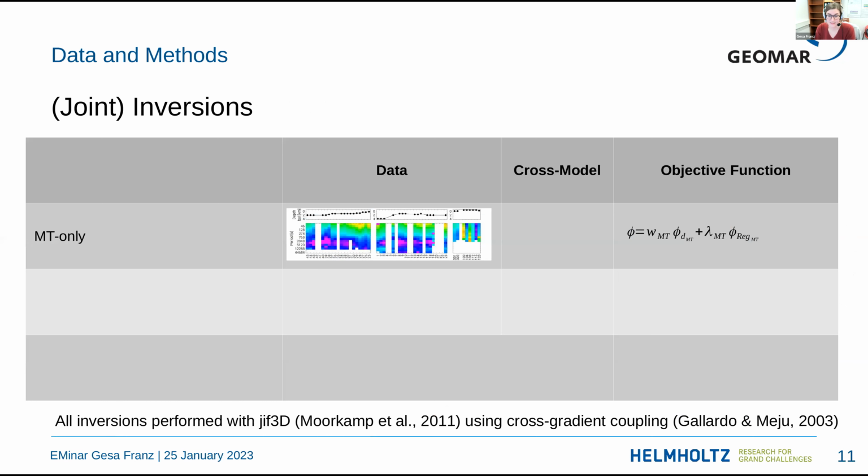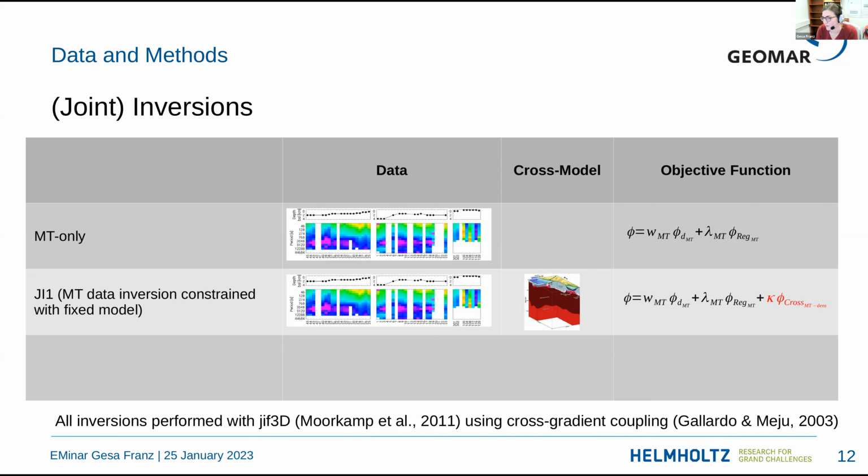And all of these 3 data sets that I presented, we then combined in different joint inversions or in different inversions. And the first one is obviously an MT-only inversion, just to have some sort of reference. What are we actually trying to improve? The second inversion is then a constrained inversion of the MT data using this density model by Maystrenko as a structural constraint. And the constraint was implemented by cross-gradient coupling. So with that term phi cross here.